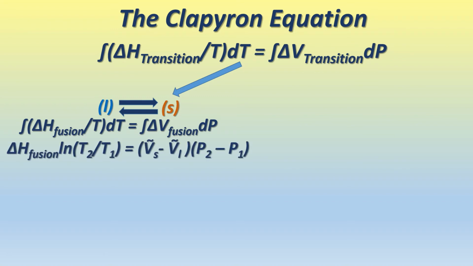The integral of 1 over T dT, I get the delta H of fusion log T2 over T1 is equal to the change in volume, the volume of the solid over the volume of the liquid, times P2 minus P1, where the volume in this case with the tilde over it is what is known as the molar volume. It's the volume of 1 mole of a compound or a substance given in cubic meters.